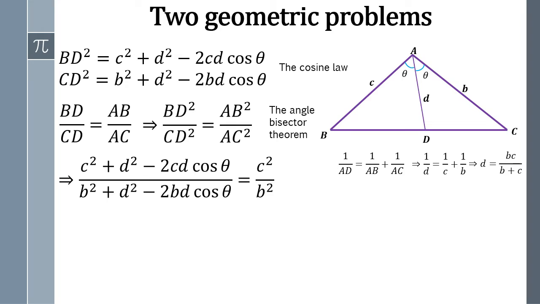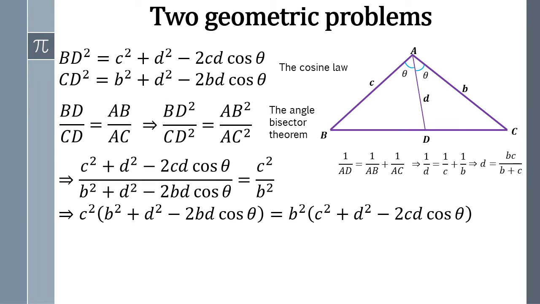Both sides of this new equation can be multiplied by their common denominator, which leads to a new equation here. Note that on both sides of this new equation, there are terms B squared and C squared. That means they can be cancelled out. After that, I also notice that both sides have the common factor D, so it can be cancelled out too.